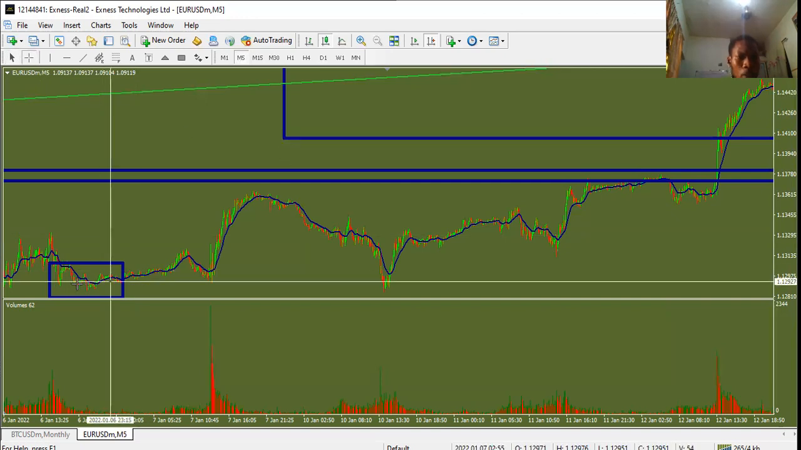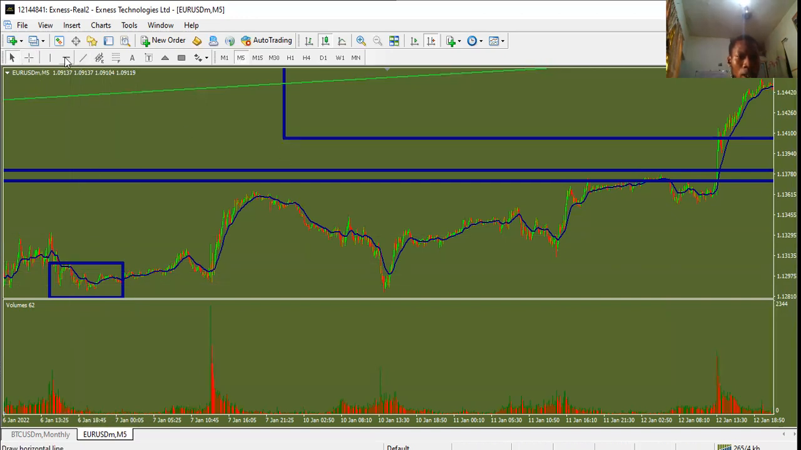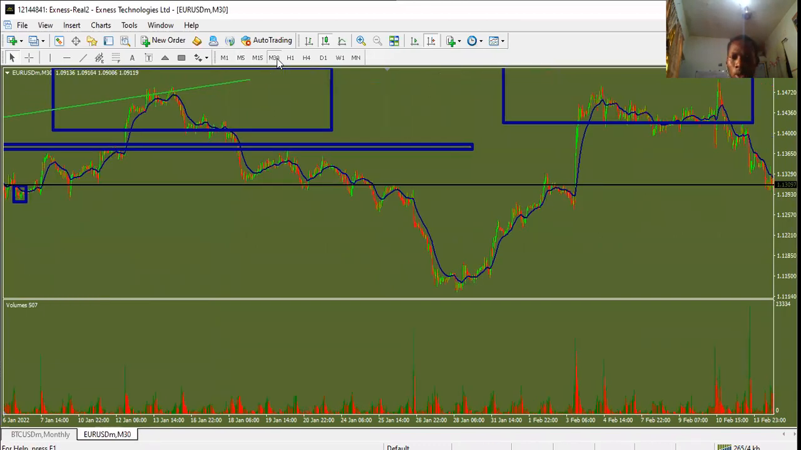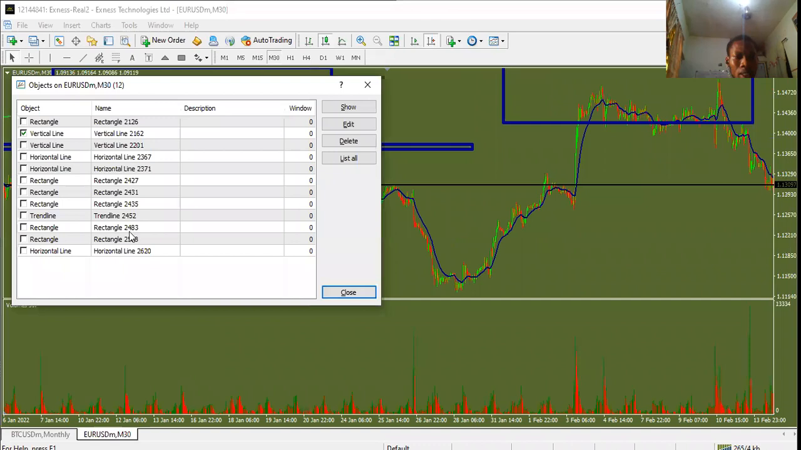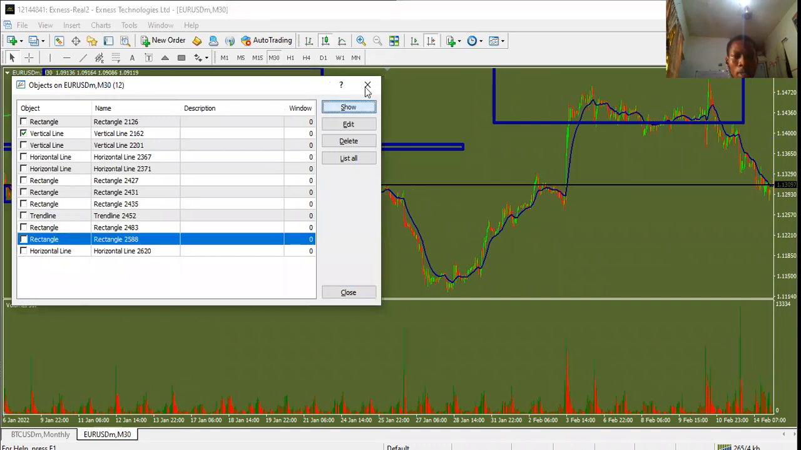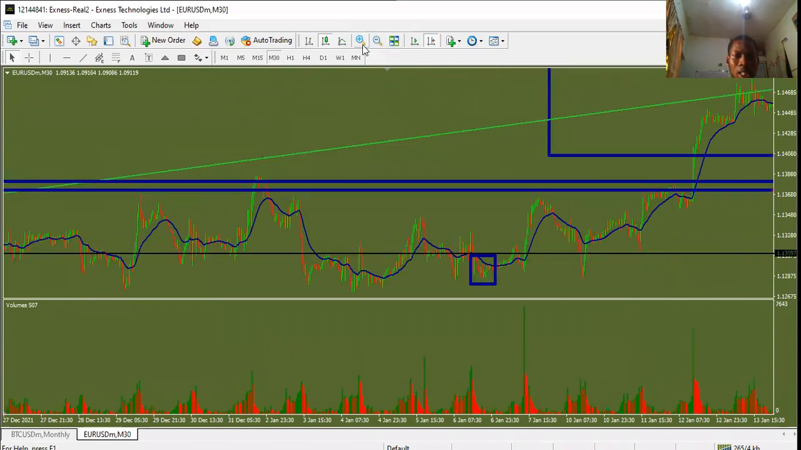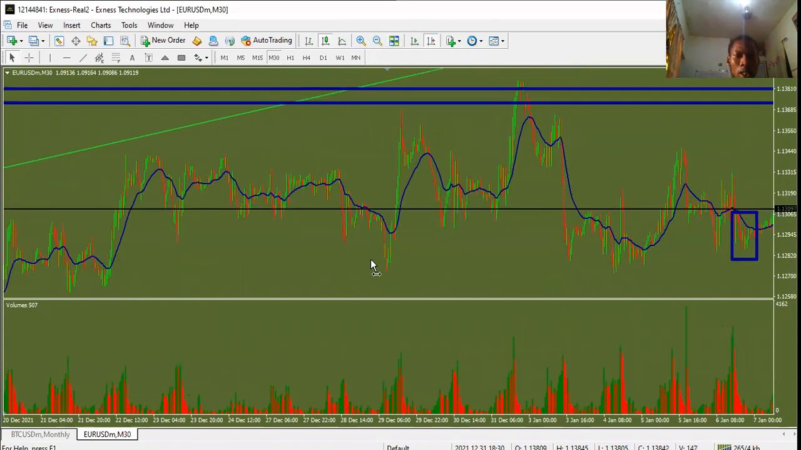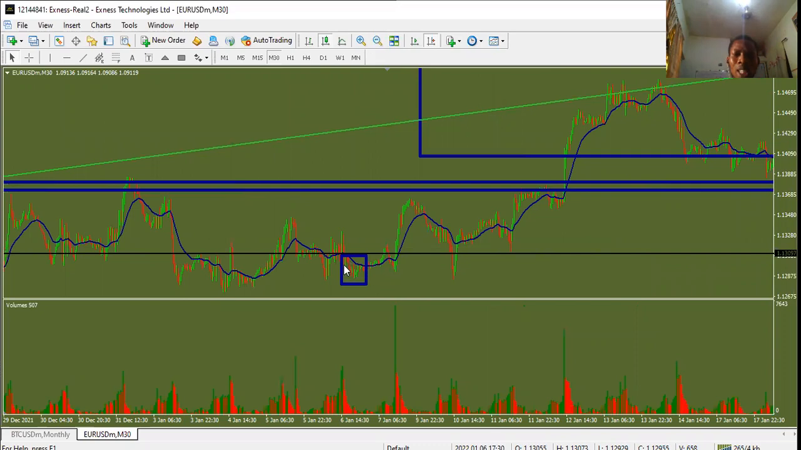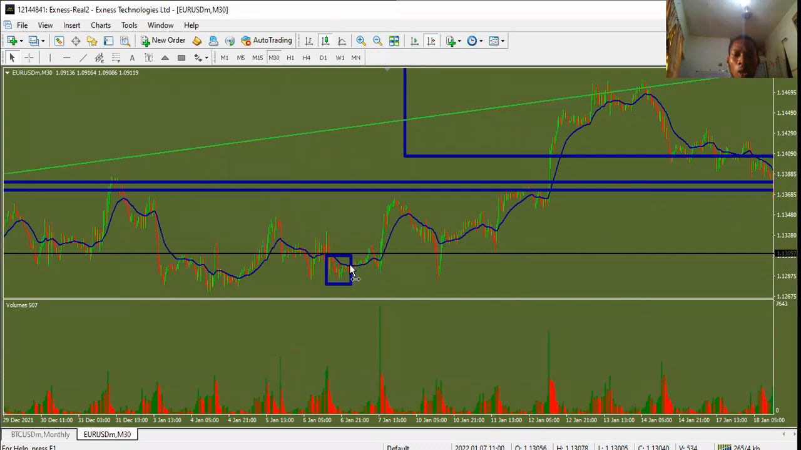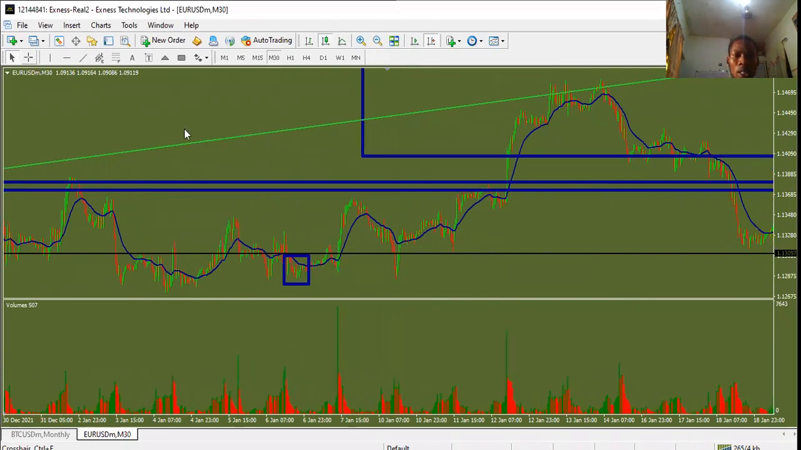Now, price breaks this particular low here. At this point, I will come down to the 30 minutes time frame to look for that particular area to confirm it. And this is it here. Yeah, it breaks through the 30-minute time frame level. It started going up.